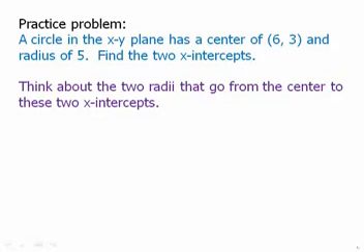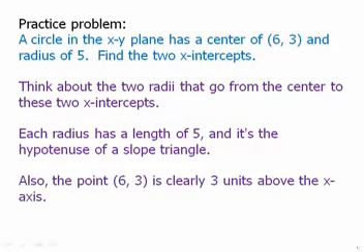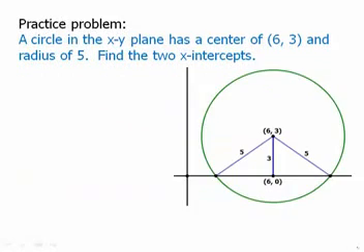Think about the 2 radii that go from the center to these 2 x-intercepts. Each radius has a length of 5, and it's the hypotenuse of a slope triangle. Also, the point 6, 3 is clearly 3 units above the x-axis. So let's think about all this visually. So we have those 2 little triangles there. Each one has a hypotenuse of 5, and it's a distance of 3 above the x-axis. So that vertical length is 3.